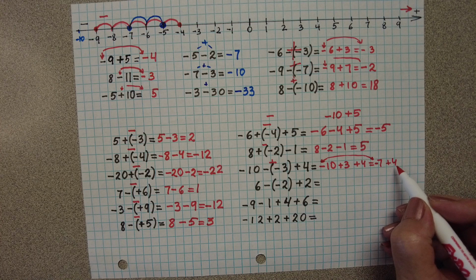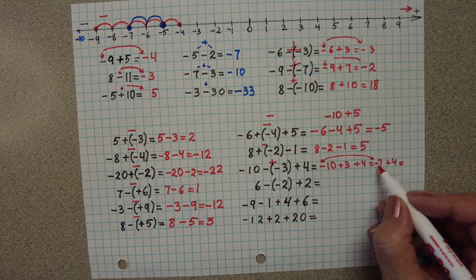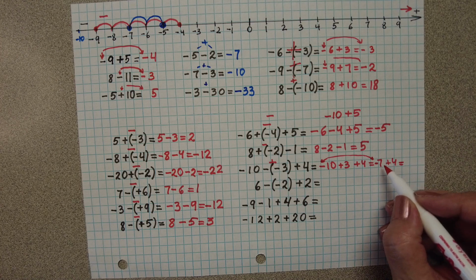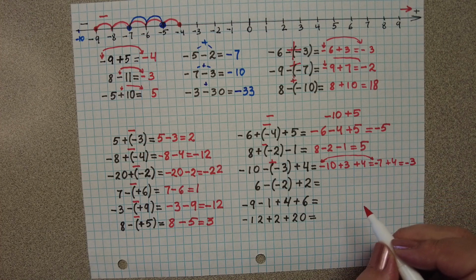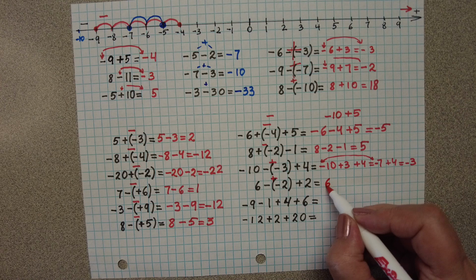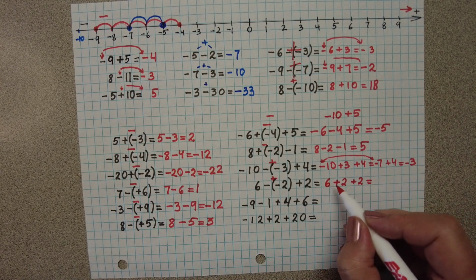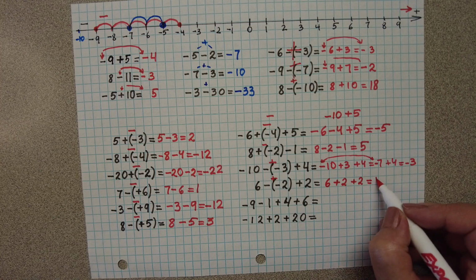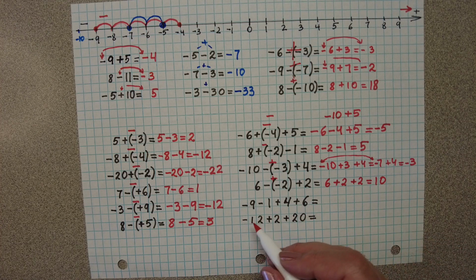Again, this method, different signs. Minus 7 is the bigger one, so 4 goes out of 7, which is 3, and we carry the sign, which is minus. Here, minus, parenthesis, minus, it becomes plus. 6 plus 2 plus 2 equals, 6 plus 2 is 8, plus 2 is 10. Here, we don't have parentheses, we just have the numbers with different signs.